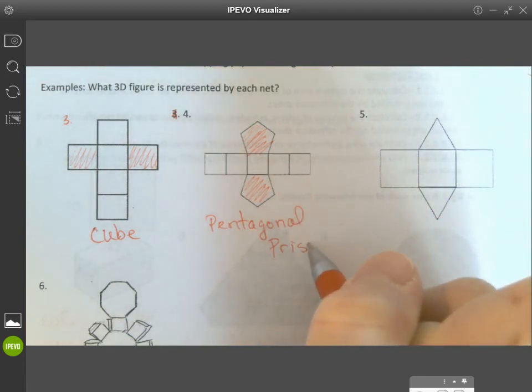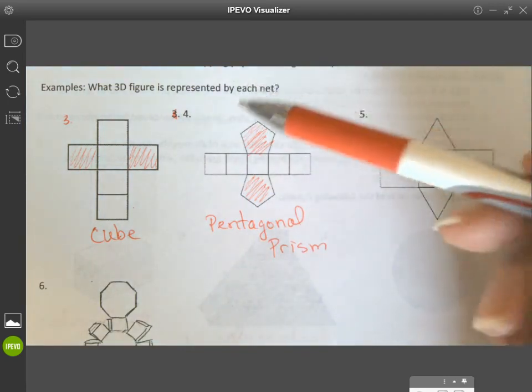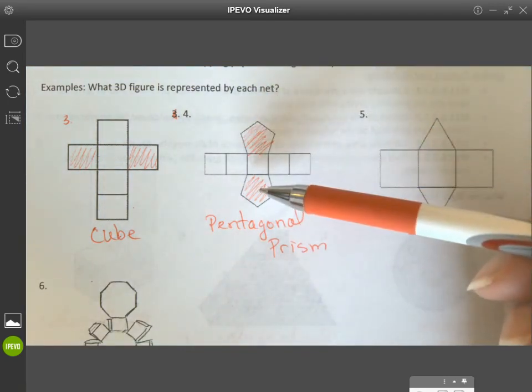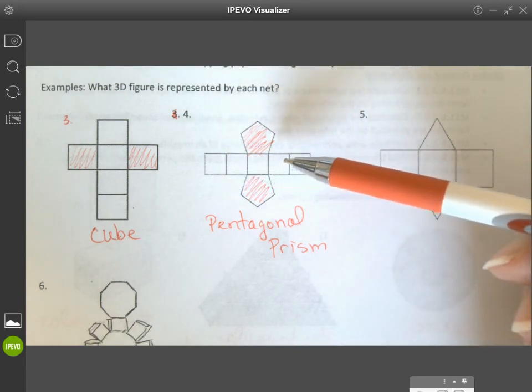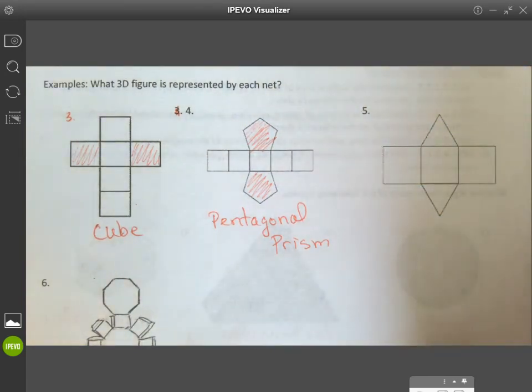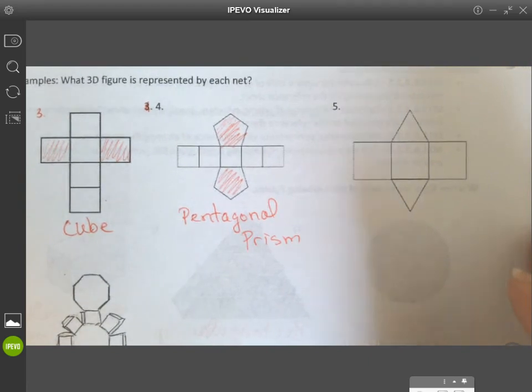So if you look at what she's holding up there, that orange is your base and it's parallel to the other base. And then these would wrap around and piece it together. All right, perfect. Next one.